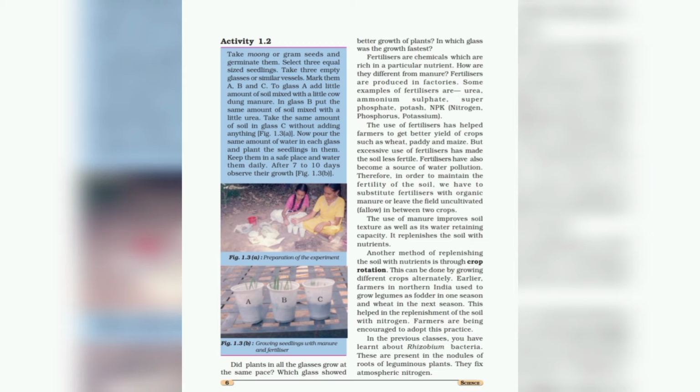with nutrients. Another method of replenishing the soil with nutrients is through crop rotation. What is crop rotation? Crop rotation is a method of growing different crops alternately on the same field. Earlier, farmers in northern India used to grow legume as fodder in one season and wheat in the next season. This helped in the replenishment of the soil with nitrogen. So farmers are being encouraged to adopt the practice.